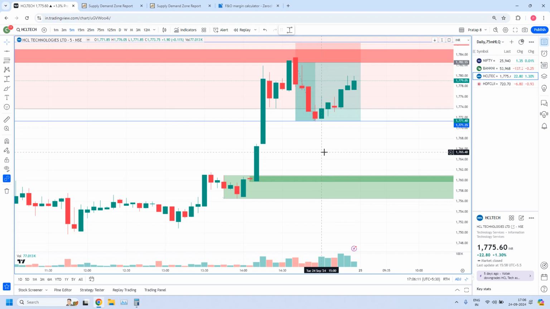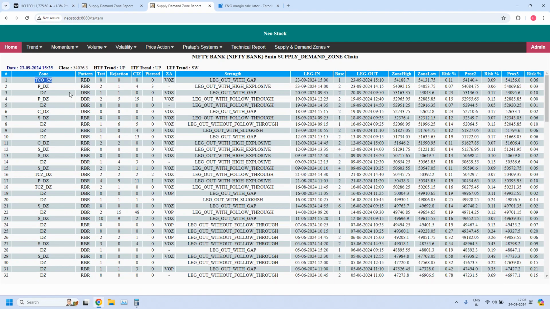That way people can make use of these supply demand zone chains. For those people who are already taking monthly subscription, you have a lot of opportunities. Again, you need not buy a specific stock, specific supply demand zone chain. In the existing report itself, you will have so many opportunities. See, Bank Nifty supply demand zone chain. How you got today? The TCO zone has given you two good trades.